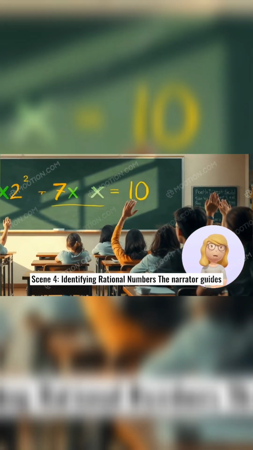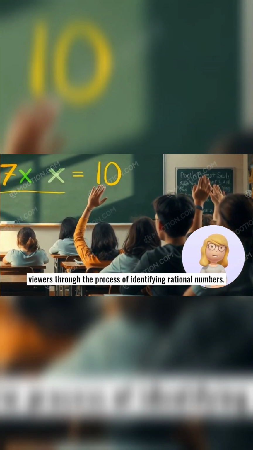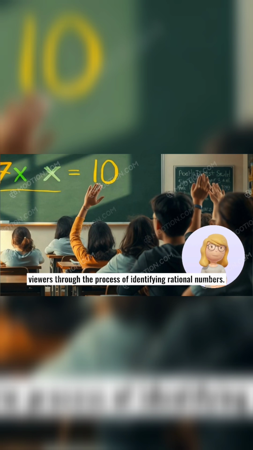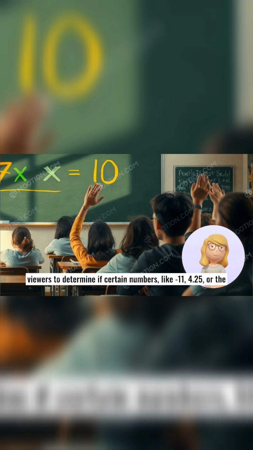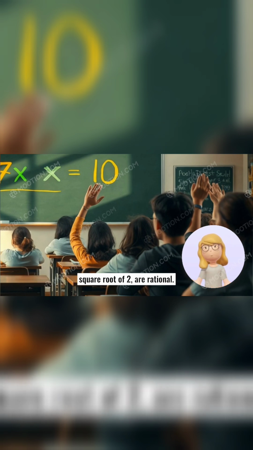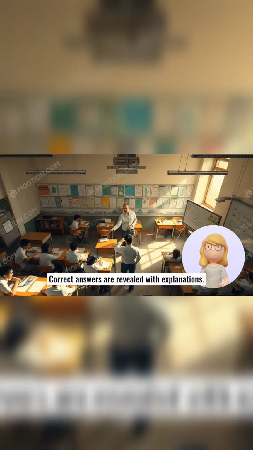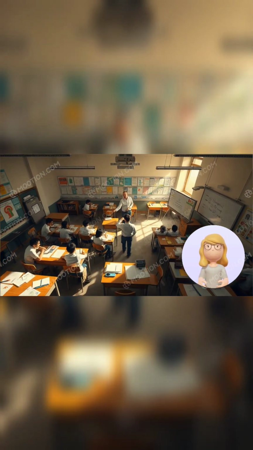Scene 4. Identifying rational numbers. The narrator guides viewers through the process of identifying rational numbers. Several examples are presented, and the narrator asks the viewers to determine if certain numbers, like -11, 0.25, or the square root of 2, are rational. Correct answers are revealed with explanations.